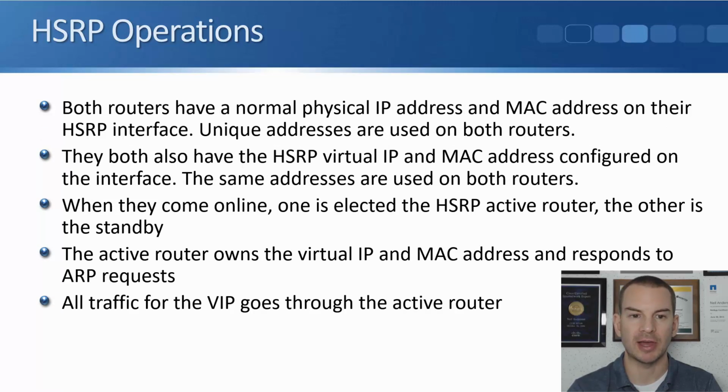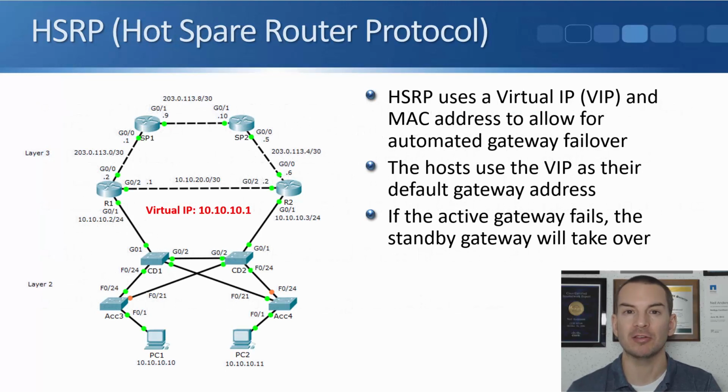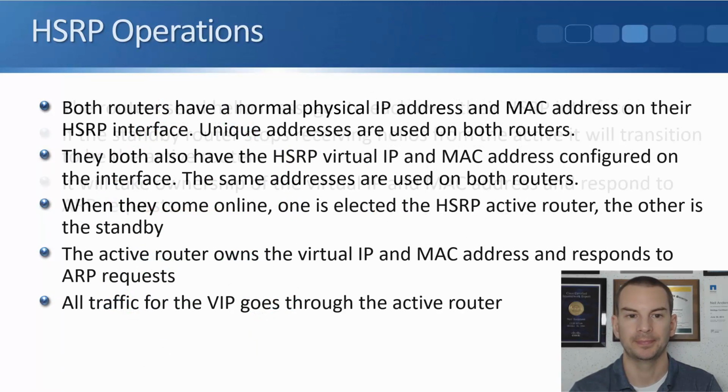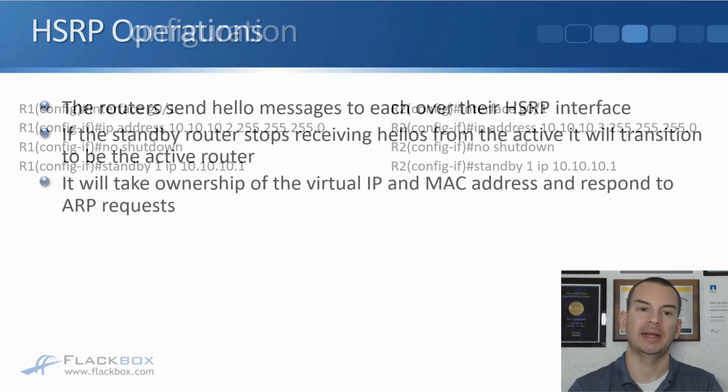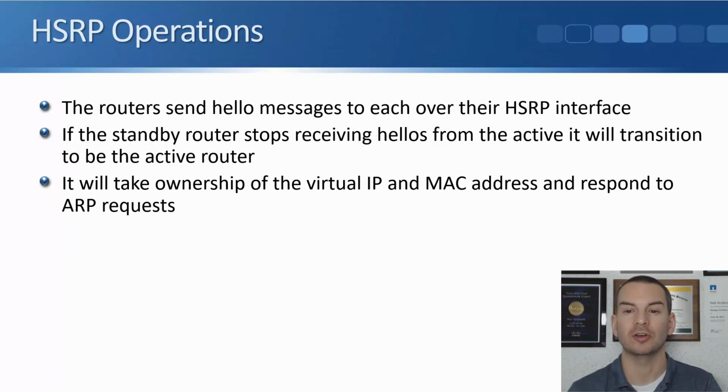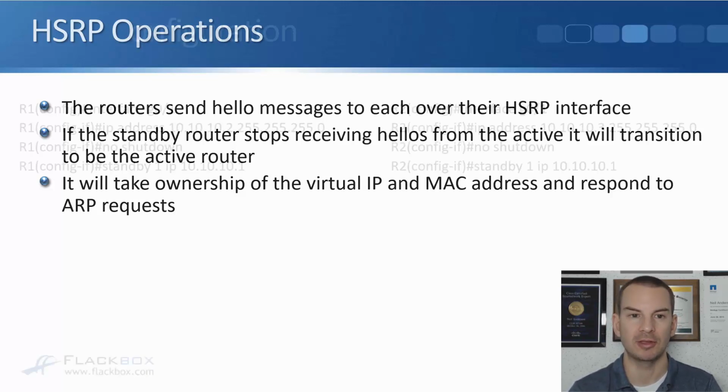So going back to our example, when we're sending those hello messages to each other as keepalives, when R1 sends it to R2, it uses 10.10.10.2 as the source address, 10.10.10.3 as the destination address, and vice versa for the hello packets coming from R2 to R1. And if the standby router stops receiving those hellos from the active, it realizes that it's gone down and it will transition to be the new active router. And it will then take ownership of the virtual IP and MAC address, and it will now respond to the ARP requests from the PCs.